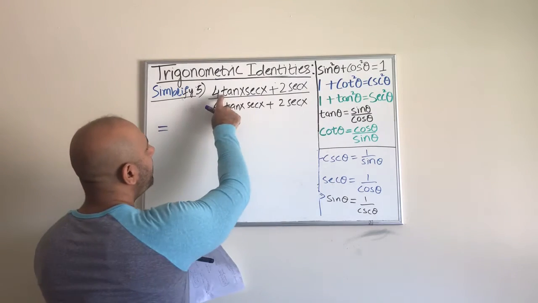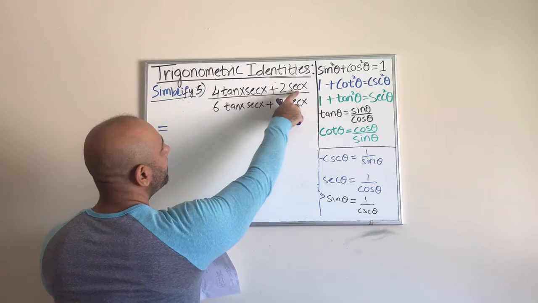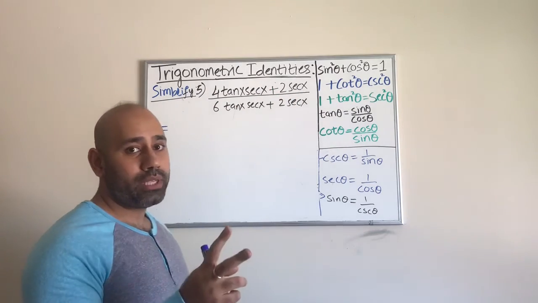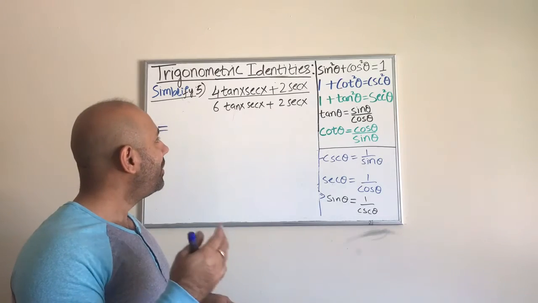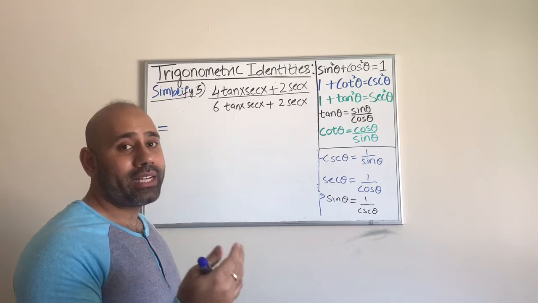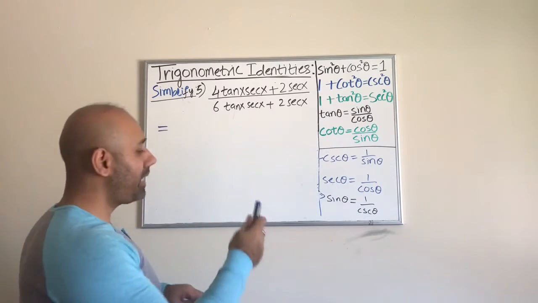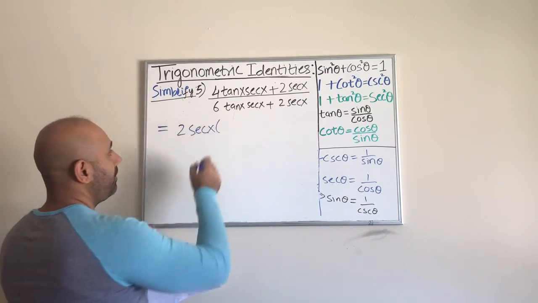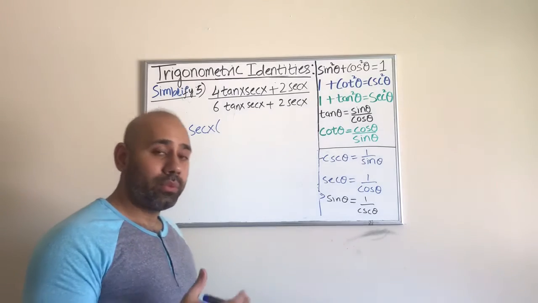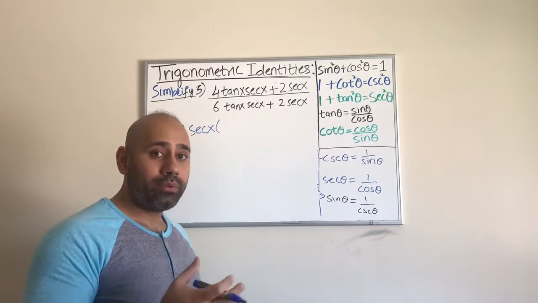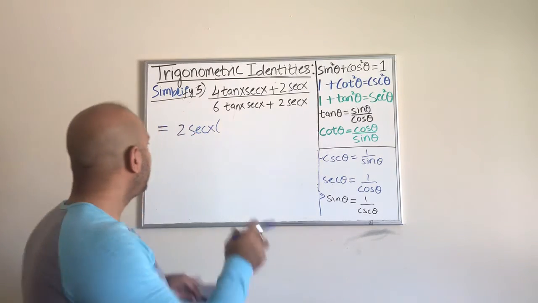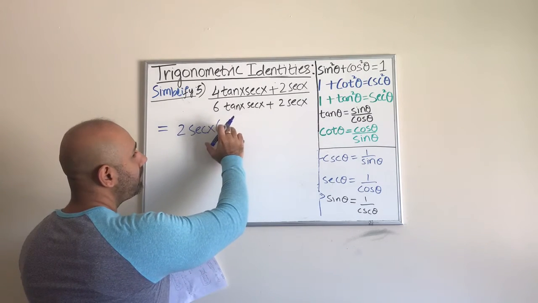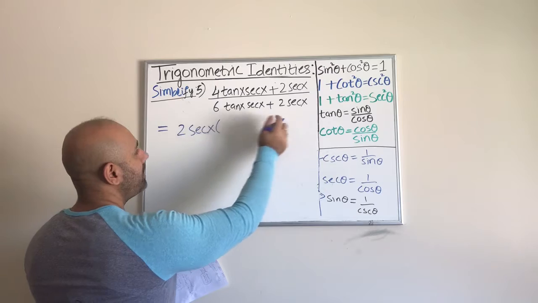When I look at the numerator, I can see that there's a secant x here, there's a secant x here, and there's a 2 and 4. So by looking at both of these terms and comparing them, we can see that there's a greatest common factor, and the greatest common factor is going to be 2 secant x. And if you can find a greatest common factor, we should take it outside, and then we'll have factors. Okay, so we have 2 secant x outside. Then we have to carefully see what is left inside the parentheses here.